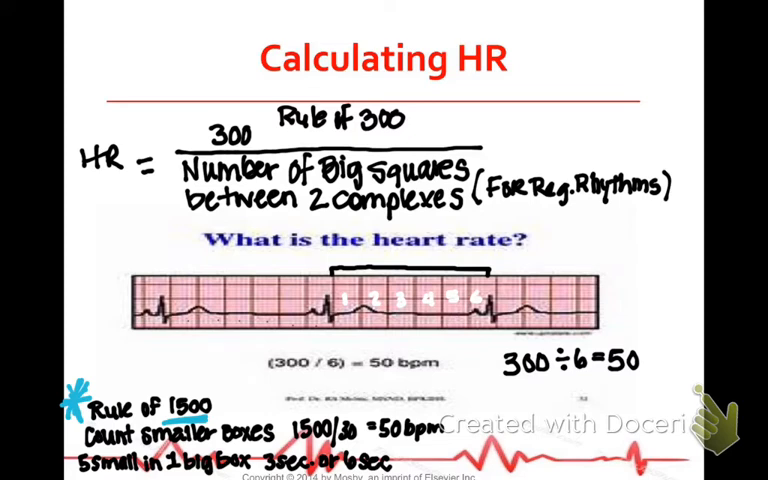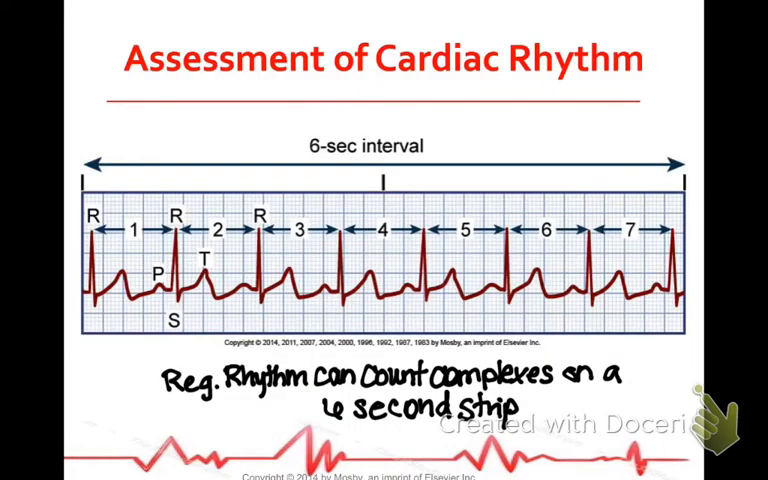I'll give you all a minute to write. And then you've got assessment of the cardiac rhythm by just counting the complexes. And again, this is for a regular rhythm, but you can just count 1, 2, 3, spike to peak to peak, right? 5, 6, 7. Heart rate would be 70. This is something you can do on a 6-second strip. This one would have to be on a 6-second strip to count intervals.